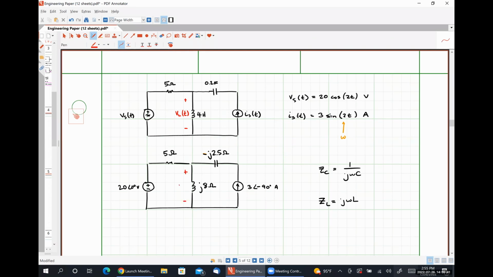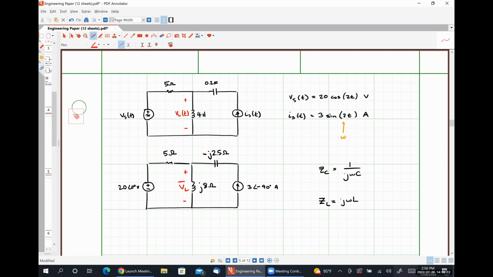This is the quantity that we're trying to find. So how can we do it? Somebody just throw an analysis method out. Nodal, okay.